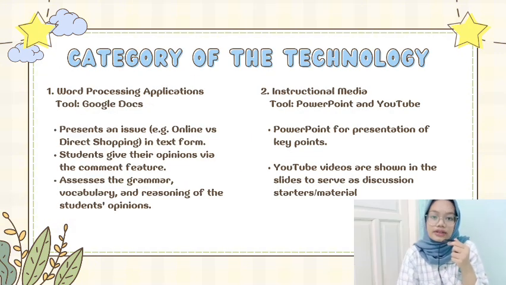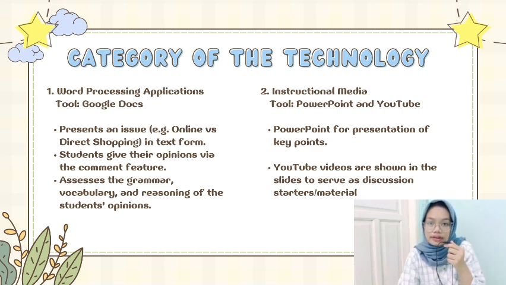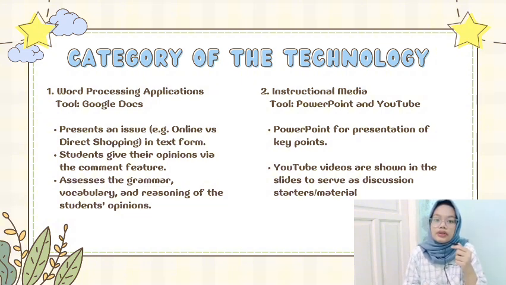So next, let's talk about the types of technology I use in this lesson and why they fall into each category. For the first technology, Google Docs, I think it falls into word processing applications because it lets students type, edit, and comment directly on a digital document. In class, I use it to present a discussion topic for students to respond to using the comment feature, and I will assess their grammar, vocabulary, and logic based on their comments on their opinion.